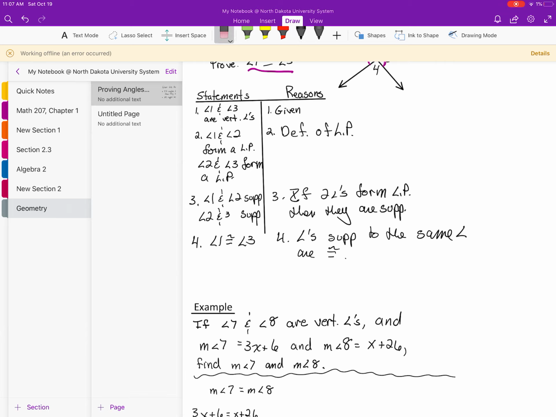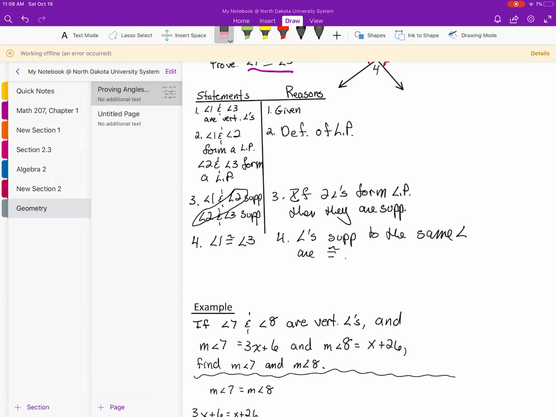And we know that they are supplementary to the same angle because look at what we have right here. They are both supplementary to angle 2, which means angle 1 and angle 3 are congruent. And that's our proof of the vertical angles theorem. And you'll use the vertical angles theorem a lot.